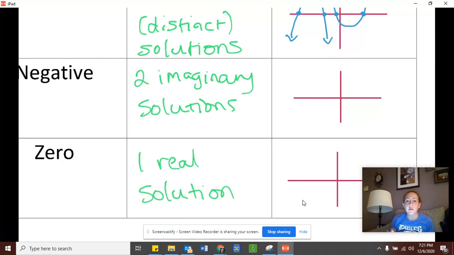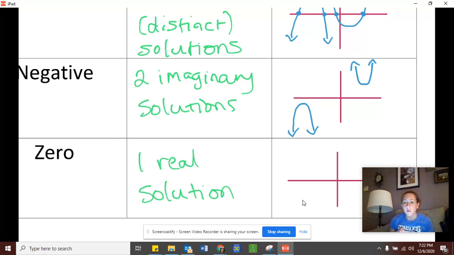If it's negative, if you have two imaginary solutions, it means that you don't have real x-intercepts. And since we are graphing in the real number plane, they don't show up. So that's going to be a parabola that never touches the x-axis. So if it's going up, it's going to be above the x-axis, and if it's going down, it's going to be below, but it will never actually touch.